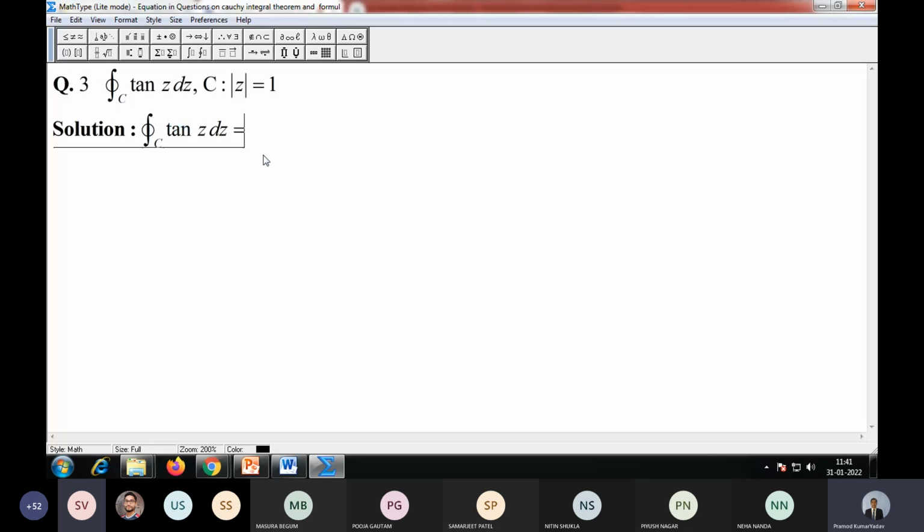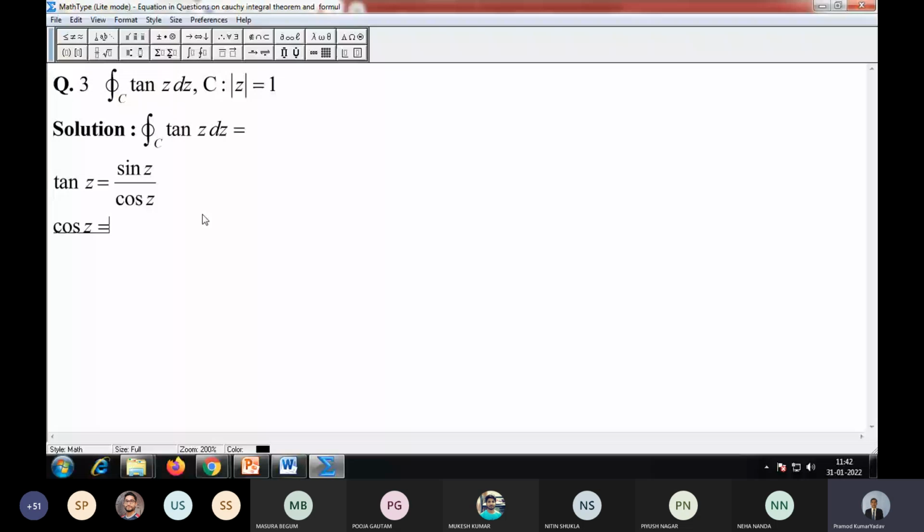Mukesh, tangent is analytic everywhere except pi by 2, sir. Except pi by 2 only. Tangent means what? Sin z divided by cos z. It means this is analytic everywhere except at those points where cos z is equal to 0.